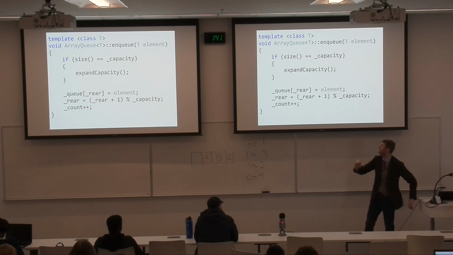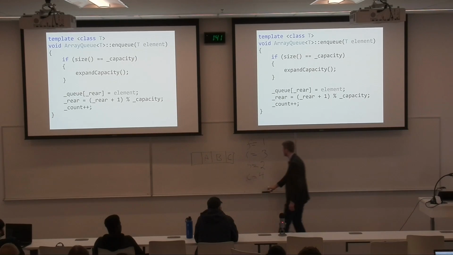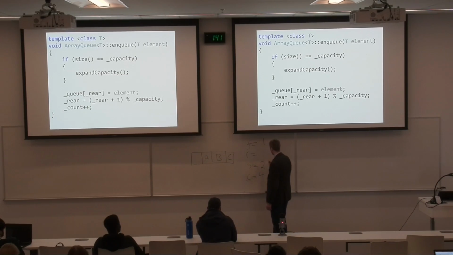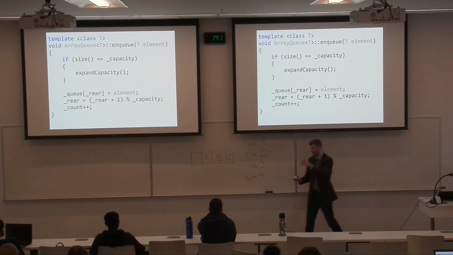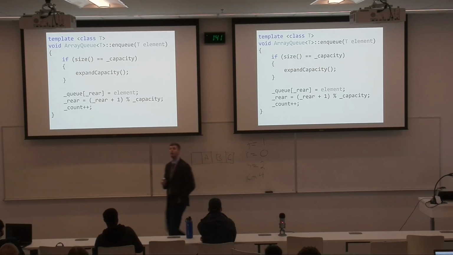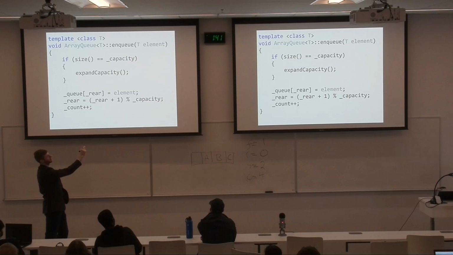So what should rear become? Let me put it this way: rear is 3. What's rear plus 1? 4. But what is 4 mod capacity, which in this case is 4? What's 4 mod 4? 0. So what should rear become? 0. All right, so we'll update rear to be 0. So far, so good? Good, because I think I know where your issue is. So now, I want to enqueue again. Where should it go?